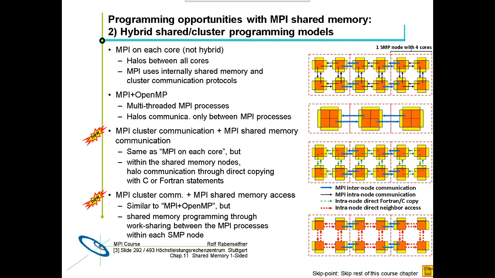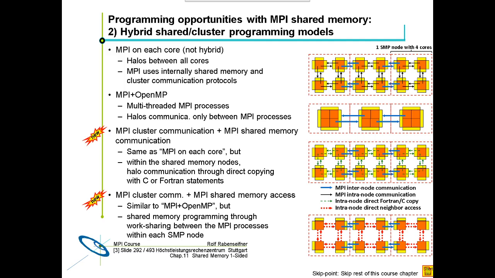The more optimal approach that was available is to use MPI and OpenMP. We can use multi-threaded MPI processes so that inside one node we can have several OpenMP threads that are writing their shared data, and the halos are only necessary to communicate between MPI processes within the different nodes.